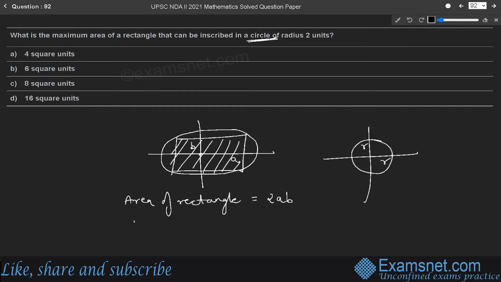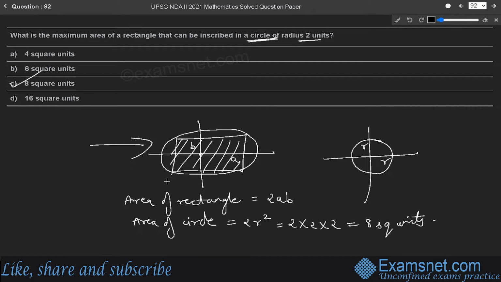So here the area will be equal to 2R square. In the place of A and B, we have to take R and R. So it is 2 into R into R, which gives 2R square. And here the radius is given, which is 2 units. It means 2 into 2 into 2, which is 8 square units. So the correct option here is option C, which is 8 square units. So it is a very simple question. All you need to know is this basic concept of ellipse and rectangle, and then you have to replace it by a circle because a circle is mentioned in the question.